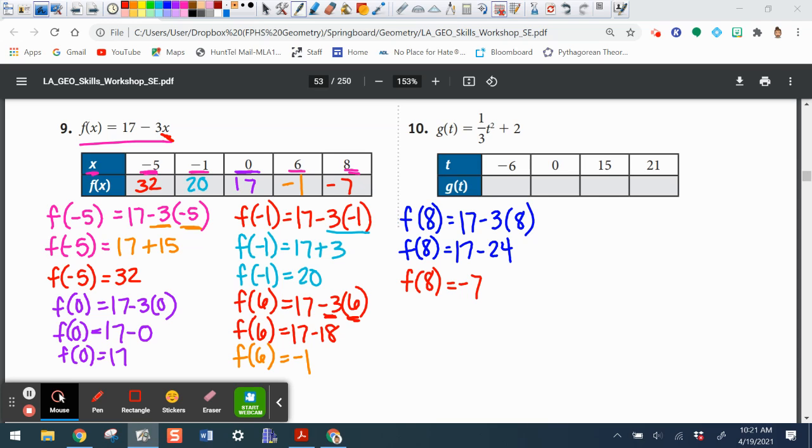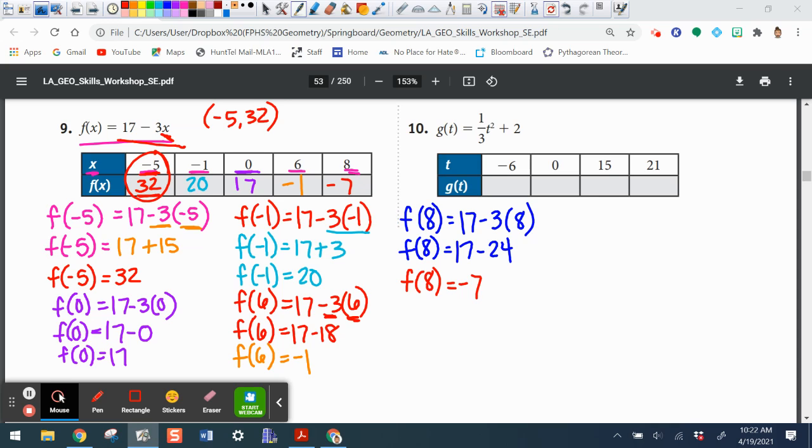So we have just used these 5 input values for this function, 17 minus 3x, and we got 32, 20, 17, -1, and -7. So you could actually graph these if you wanted to, just to understand what's really at play here. This would be your x and this would be your y. So this would be one coordinate, -5, 32. And then what you're really doing is graphing a linear equation. They all represent something different in algebra here, but they're all remotely the same math.